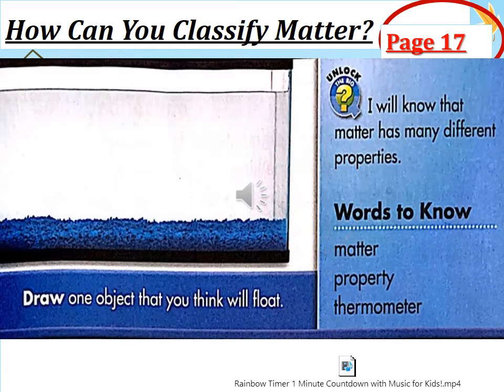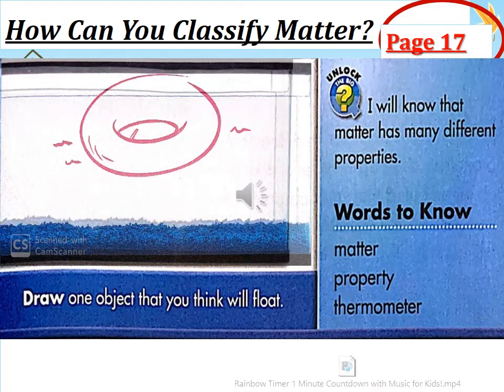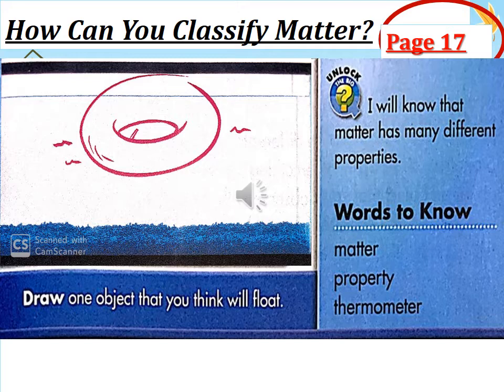Okay. Moving on with our page 17, you are tasked to draw one object that you think will float. Do you have now something in the mind? Okay, draw it here on the white part of the page. Take your time. All right, a sample could be a life preserver. It is the thing that you are using whenever you go swimming.